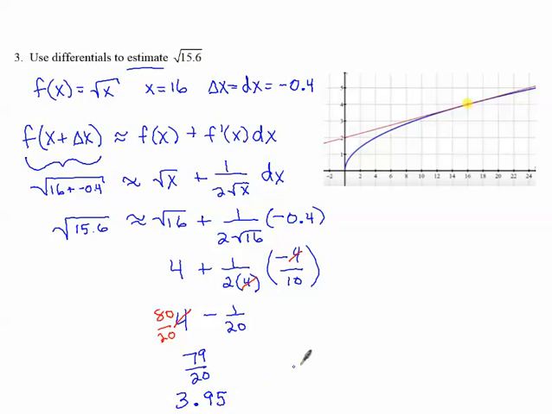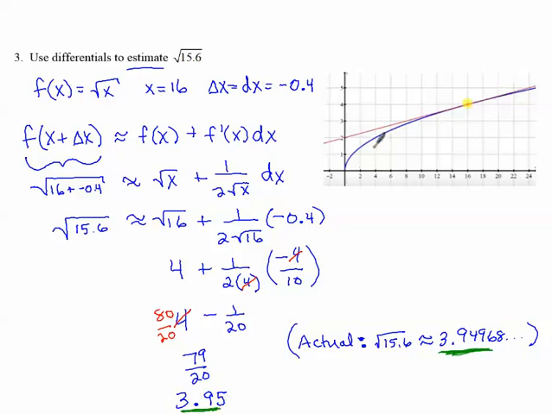How close is that to the actual value? Well, let's just take a look. The actual value, if I used a calculator for the square root of 15.6, is approximately 3.94968. It keeps going because it's irrational. And comparing these, notice this is almost 3.95, but it's less.